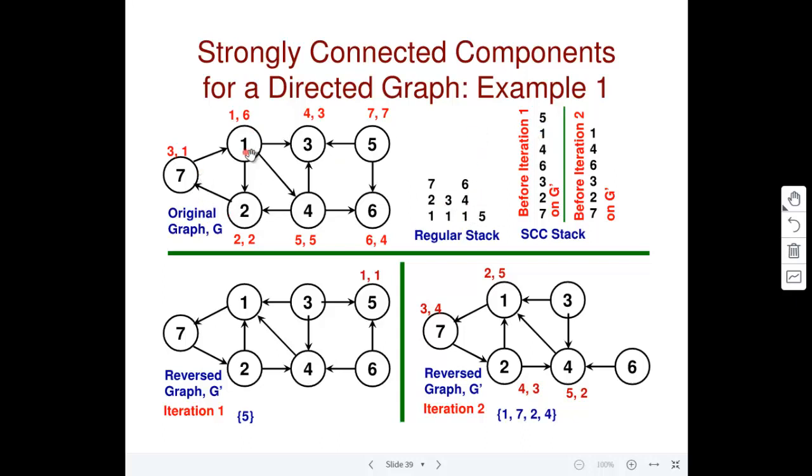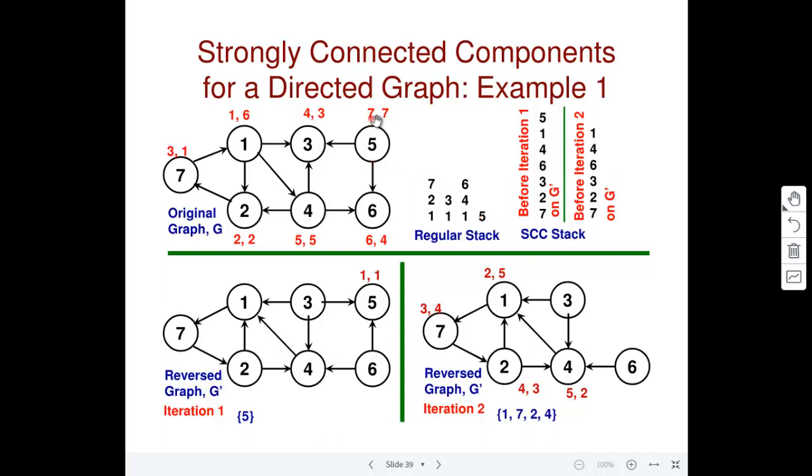Now the regular stack is empty. But you see, you started with 1 and you were able to go to 1, 2, 7, then 3, 4 and 6. So that's one instance of depth first search that we were able to do. But now vertex 5 is still not visited. So you have to run a new, second instance of depth first search starting from 5. So push 5 to the regular stack.